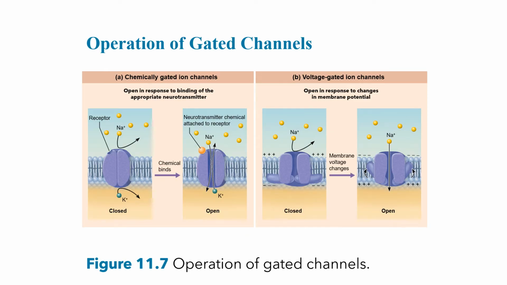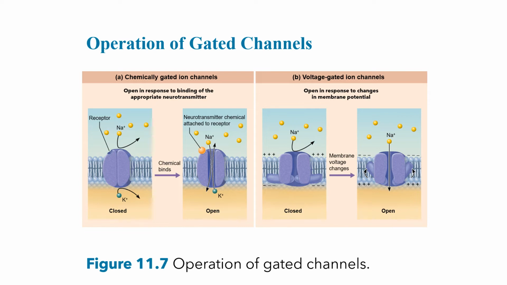So here are some images of those different types. So we have a chemically gated ion channel. When there is no, in this case, neurotransmitter, the sodium ions cannot move into the inside of the cell. But if we have a neurotransmitter that is bound, then sodium can actually move into the cell. And in this case, this specific channel appears to be a co-transporter because it's going to allow sodium inside and potassium is going to leave.